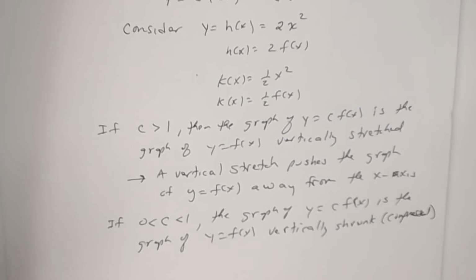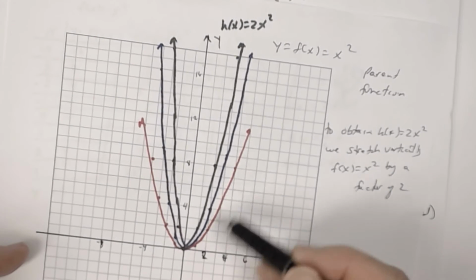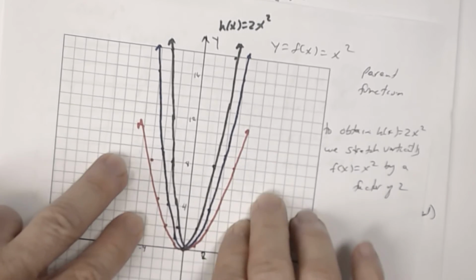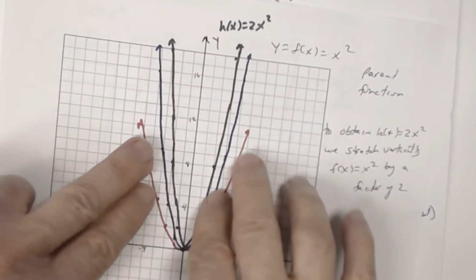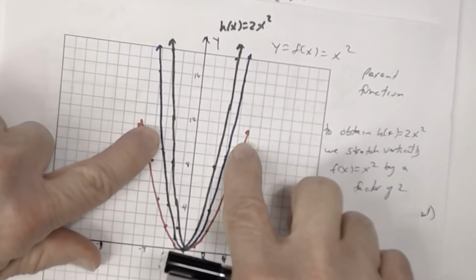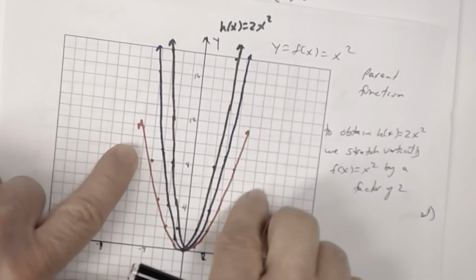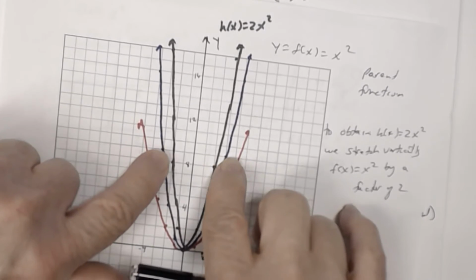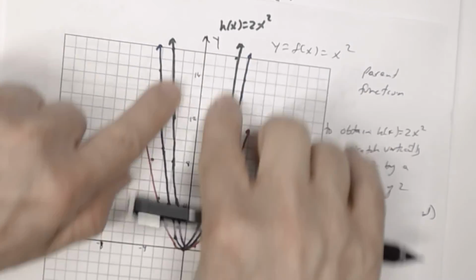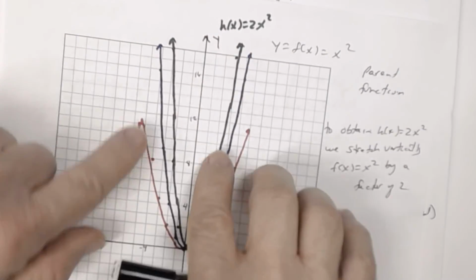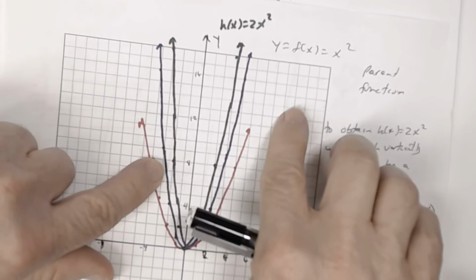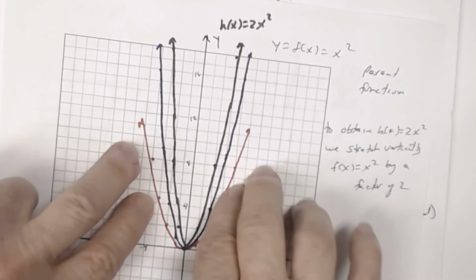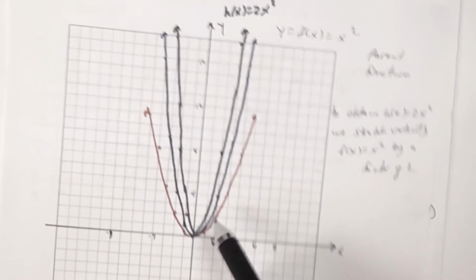Now, what that means is this. So the red graph, to get the red graph, I take my parent function, the blue graph, and I pull it towards the x-axis. All right, so I'm pulling it towards the x-axis. I'm taking that blue graph, x squared, and I'm pulling it towards the x-axis. So if c is greater than 1, I take my parent function, pull it away from the x-axis. So I'm kind of stretching it, like pulling up on a rubber band. Then if c is between 0 and 1, so if c is less than 1, still positive, I'm pulling it towards the x-axis.